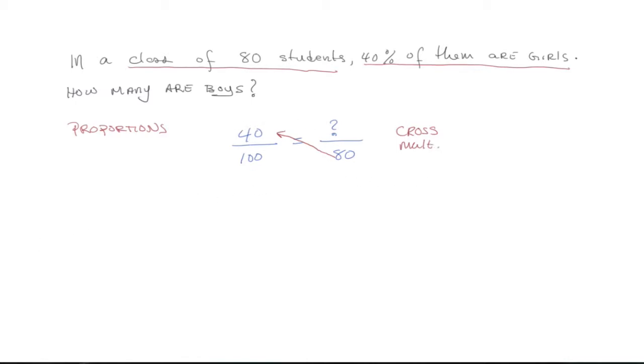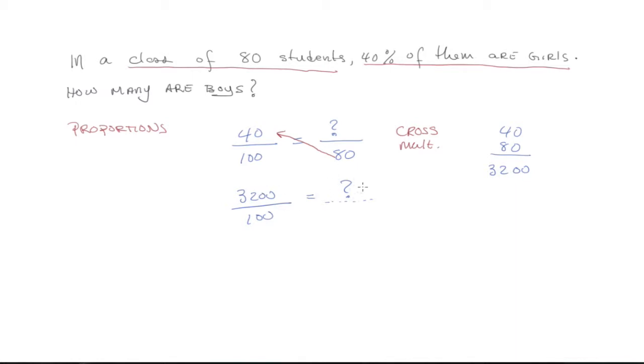So 40 times 80, let's write that down over here, 40 times 80, well that gives us 3,200. So that's 3,200 over 100 equals, and now we're left with just the question mark on the side. There was, once upon a time, an 80 over here. It's now gone, so I'm going to erase that because the 80 moved over.